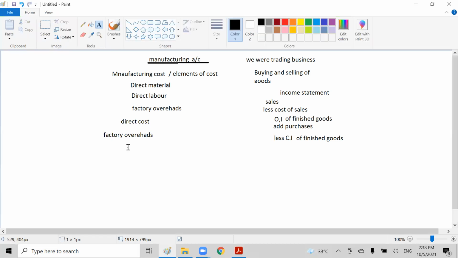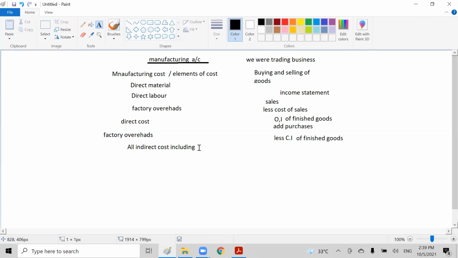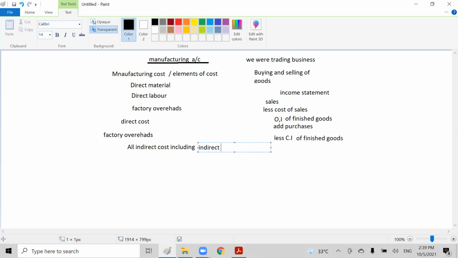So all indirect cost, including indirect material and indirect labor, is a part of factory overhead.